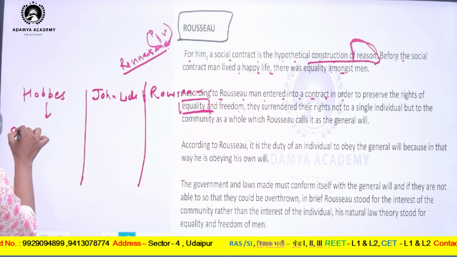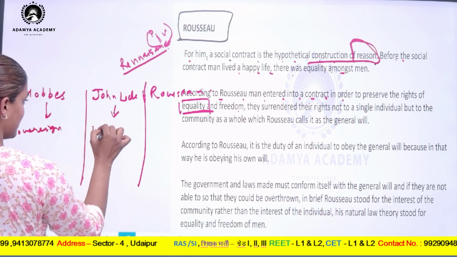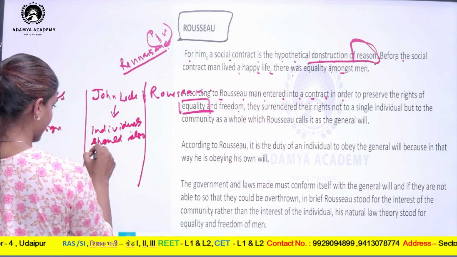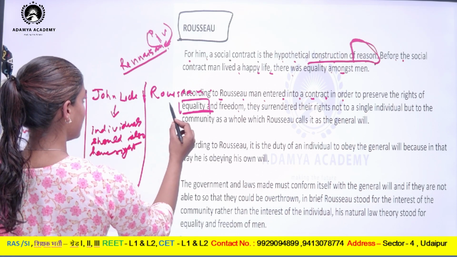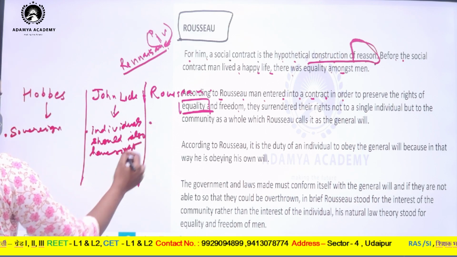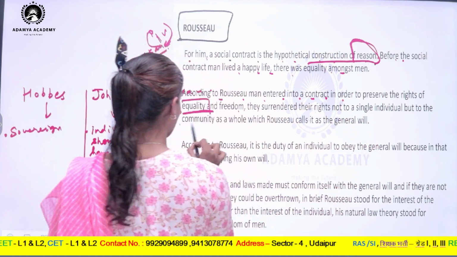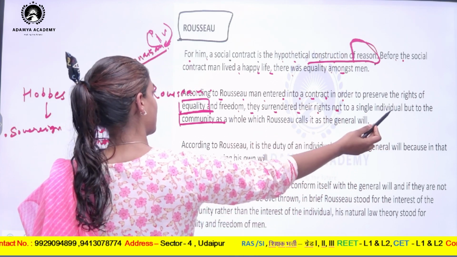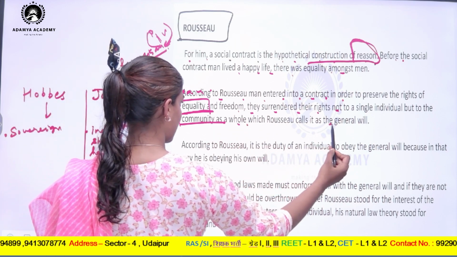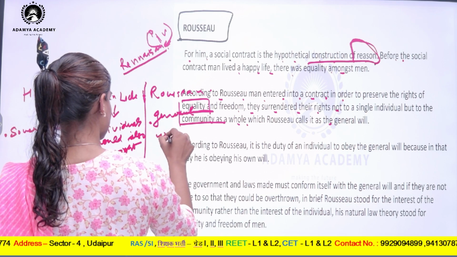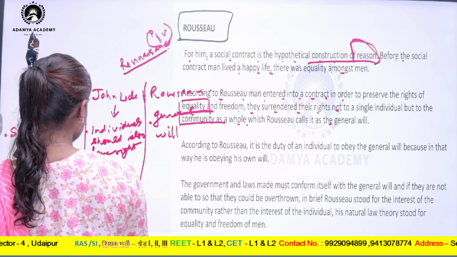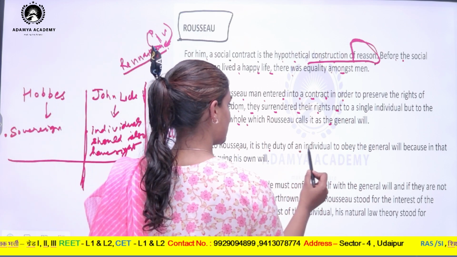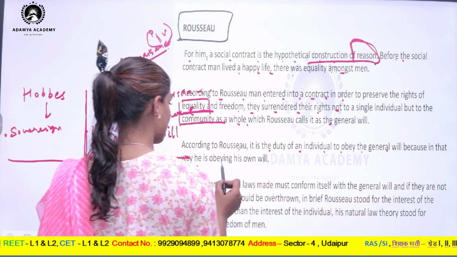Hobbes considered the sovereign to be supreme. Locke laid emphasis on the individuals. Individuals should also have rights according to John Locke. And what did Rousseau have to tell about the rights? He considers the right of the community to be more important than the right of a single individual. They surrendered their rights not to a single individual but to the community as a whole, which Rousseau calls the general will. So Rousseau considers the general will to be most important. So this is the basic difference between the three proponents of the same stage of the natural law school. According to Rousseau, it is the duty of an individual to obey the general will because in that way he is obeying his own will.